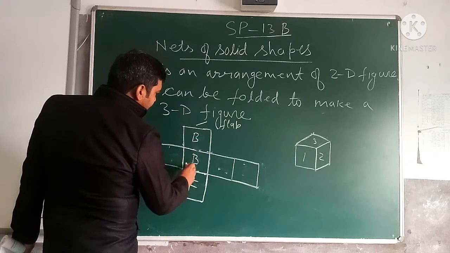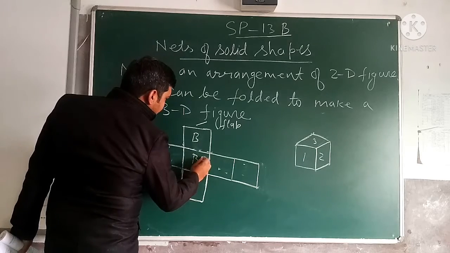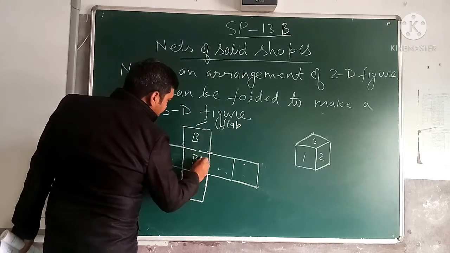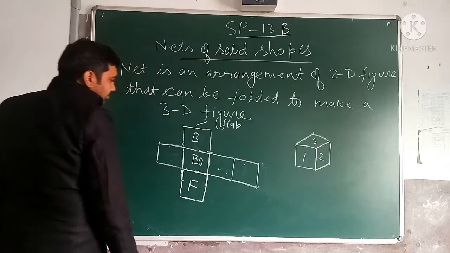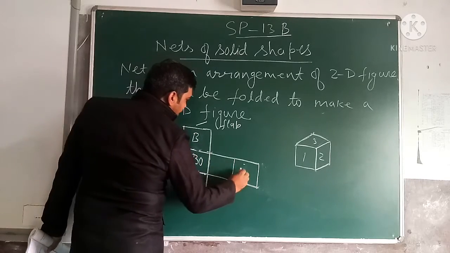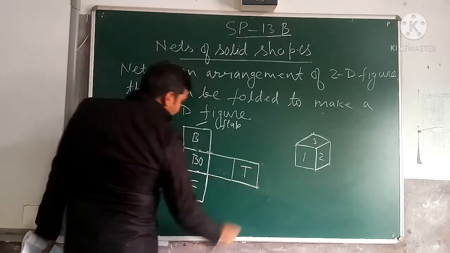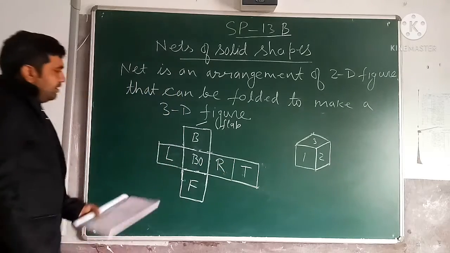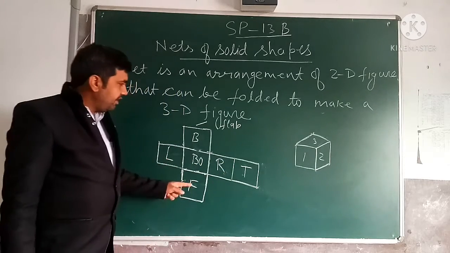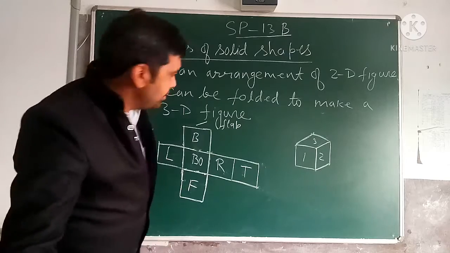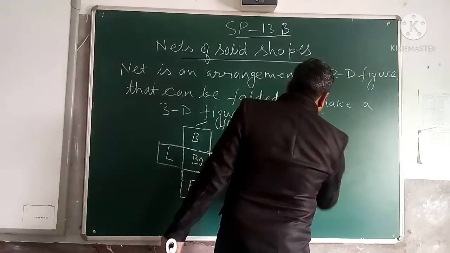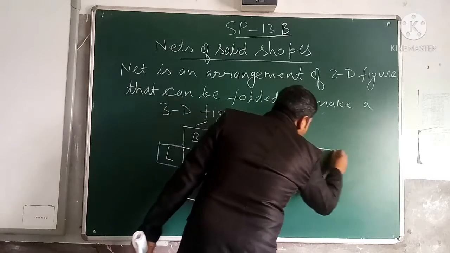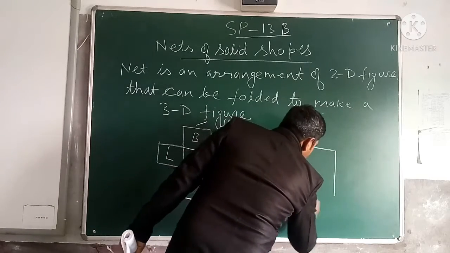Okay. Front, back, bottom you can take B. Bottom. This is the top face, top. This is the left face. This is the right face. See, 6 faces are there. Front face. So if I draw a cube, you will see another diagram. I am going to draw a pretty diagram of a cube.